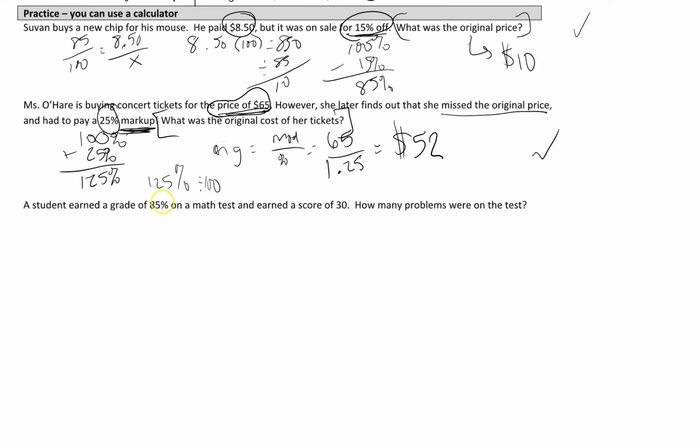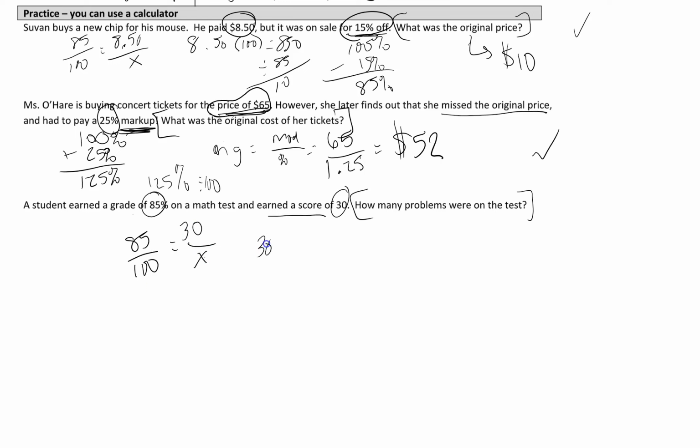A student earned a grade of 85% on a math test and earned a score of 30. How many problems are on the test? This one is actually not an increase or decrease, just says they earned 85%. So they got 85% out of 100. They also earned a score of 30, so if they earned 30, 30 is my modified.